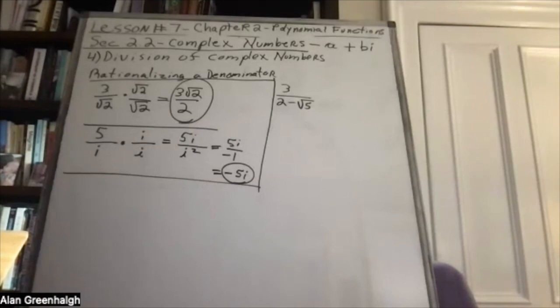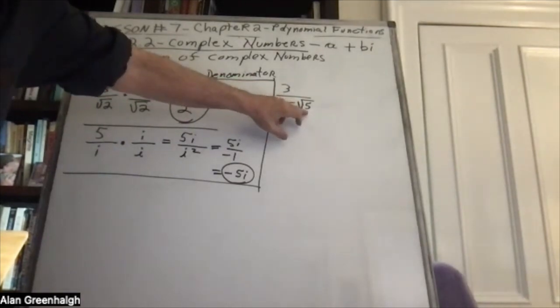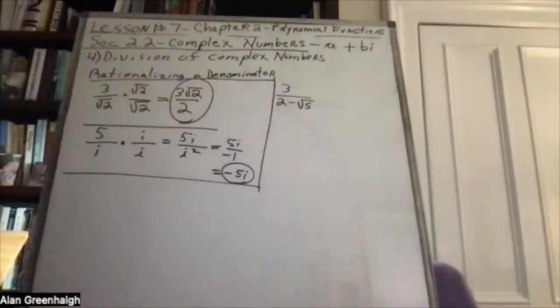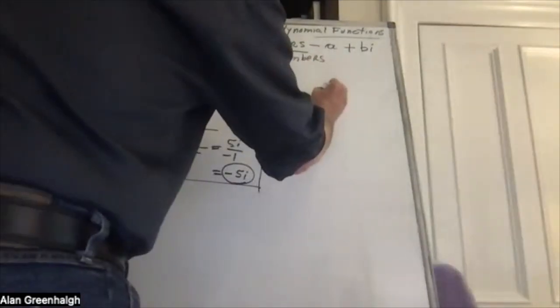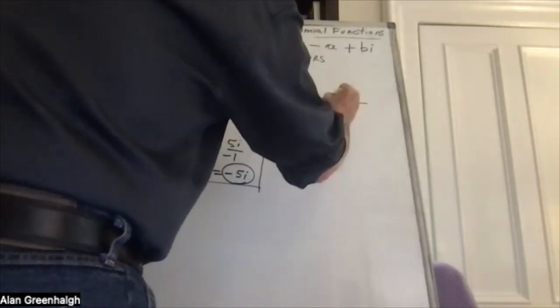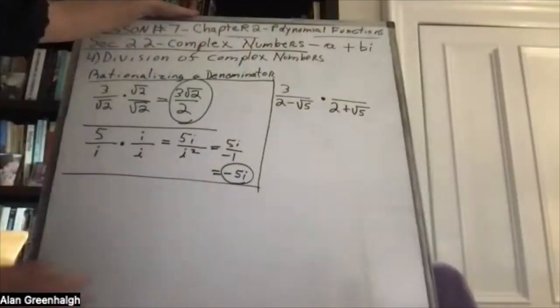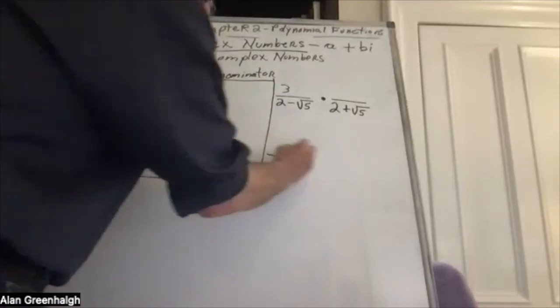Now, how do we get rid of that? This was easy to get rid of the irrational number. You simply multiplied by the same irrational number. What do you do here to get rid of that square root of 5? Well, what we do is we multiply by something called the conjugate. The conjugate is 2 plus the square root of 5. Why is that so special?